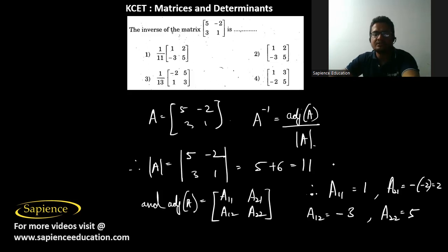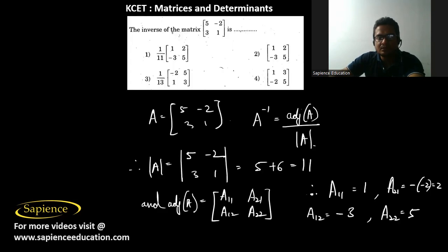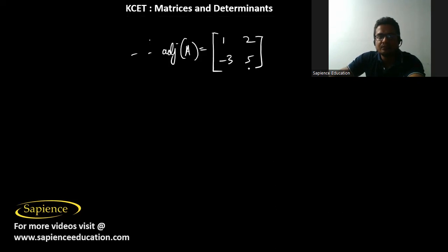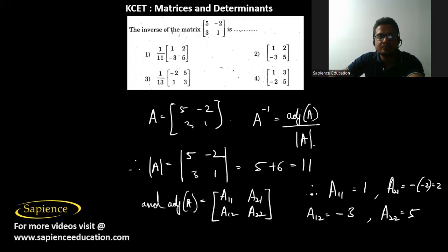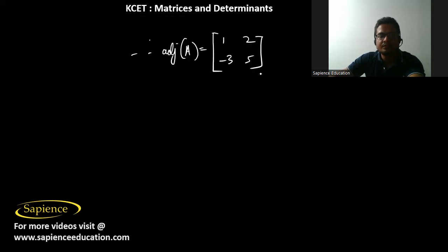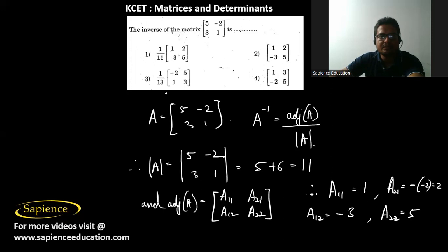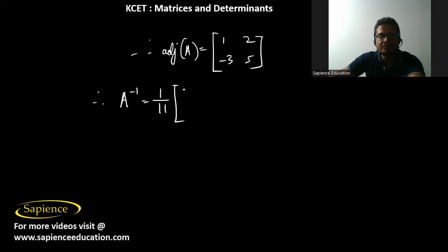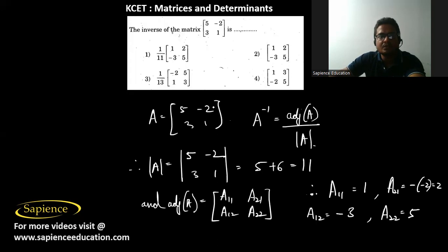So therefore the adjoint of the matrix A is equal to 1 minus 3, then 2 and 5. Okay, so therefore A inverse, the inverse of the matrix A, is equal to 1 by 11 times 1, 2, minus 3, 5. So option 1 is the correct answer.